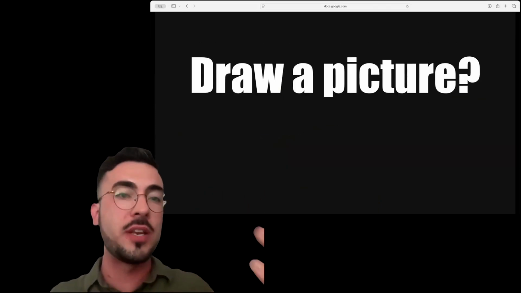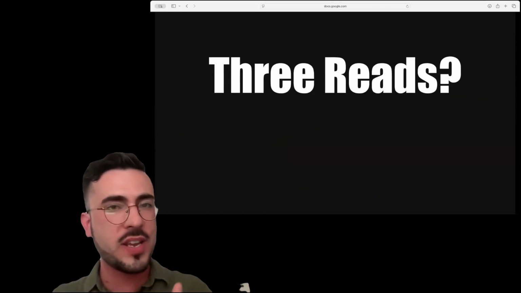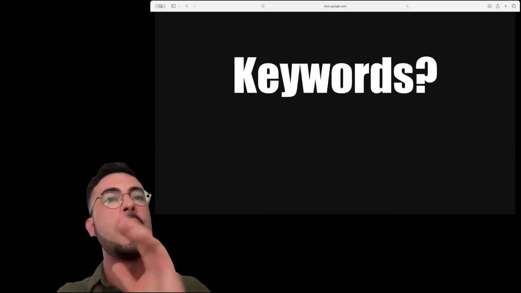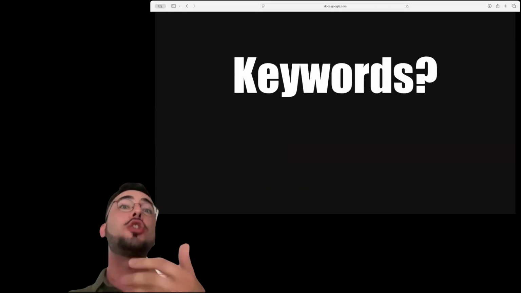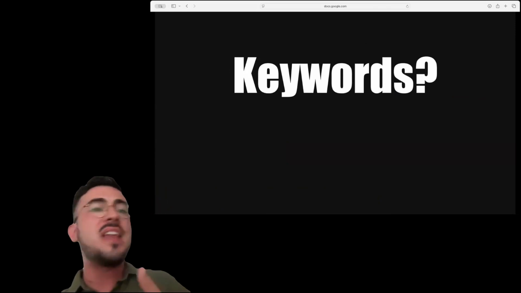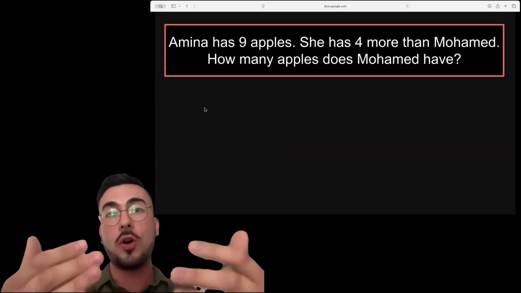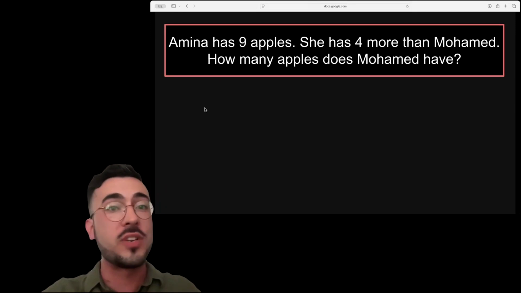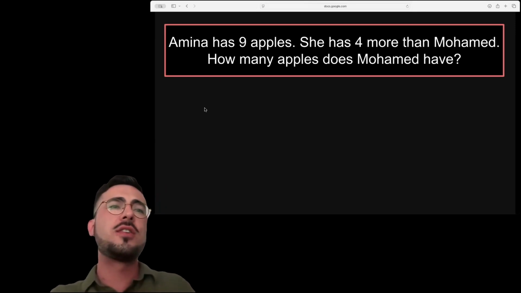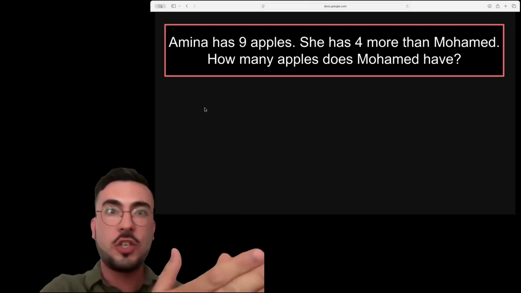So what do we do? Are we going to use a draw a picture strategy, 3 reads, keyword strategies? Like so many teachers, I've tried so many different things, and none of it worked, right? I mean, keyword strategies do not work. And that's one of the takeaways that I've learned from researchers like Sarah Powell and others: so often our kids are struggling with word problems.